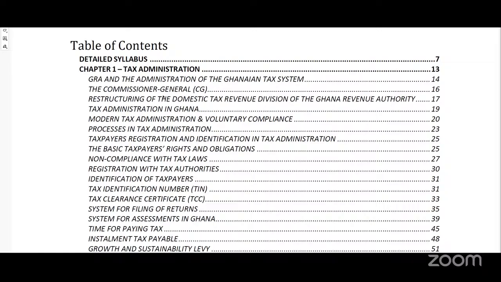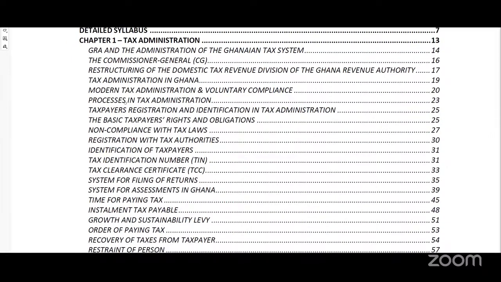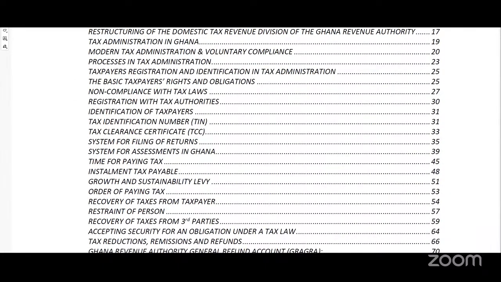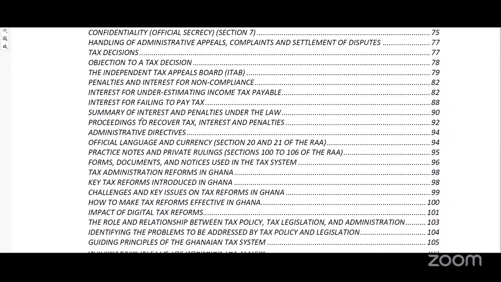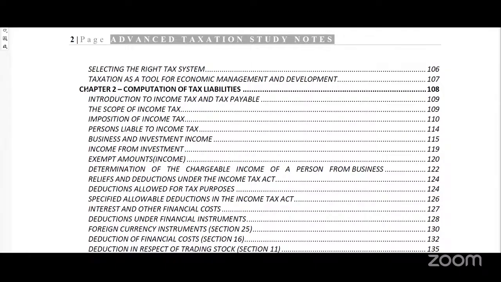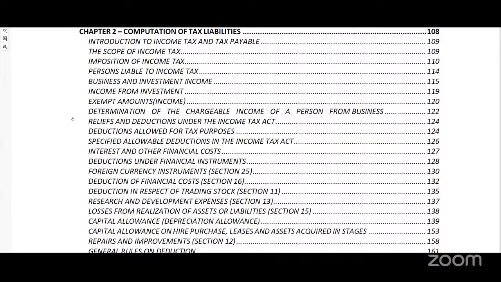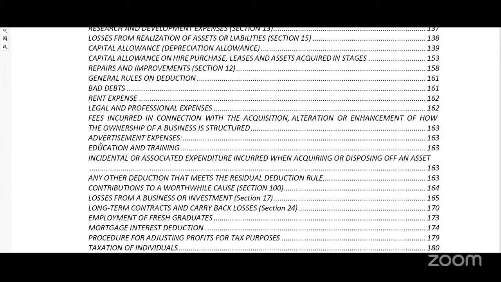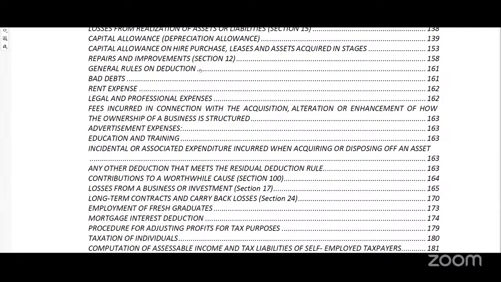So you see the table of contents. Chapter 1, tax administration: GRA in the administration, the Commissioner General, restructuring of GRA, tax administration in Ghana, modern tax administration, everything under tax administration. Chapter 2, computation of tax liability, just like the syllabus. Introduction to income and tax payable, insurance, banking, all those things are there, expenses. All these things have questions. So plenty of questions are in the book.